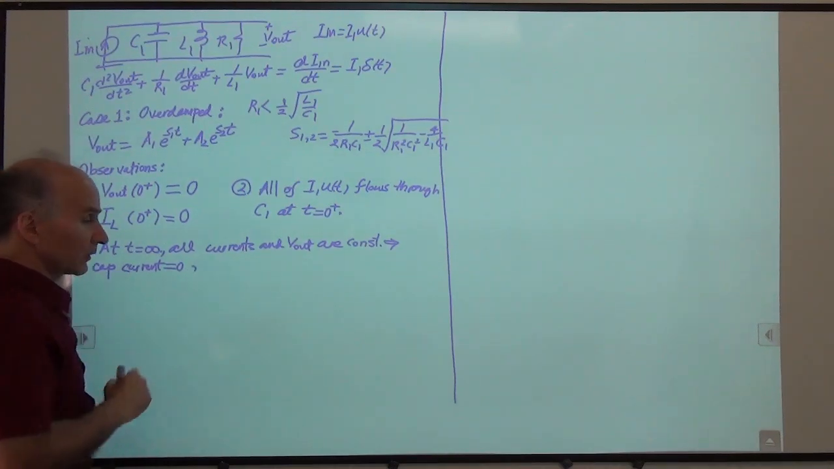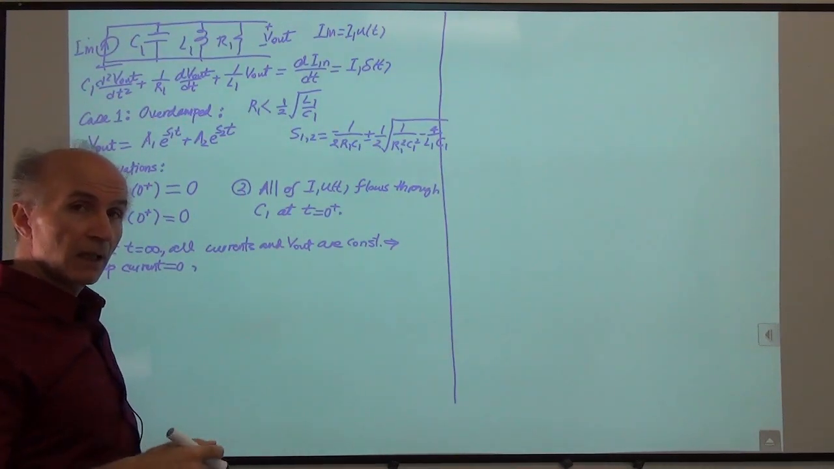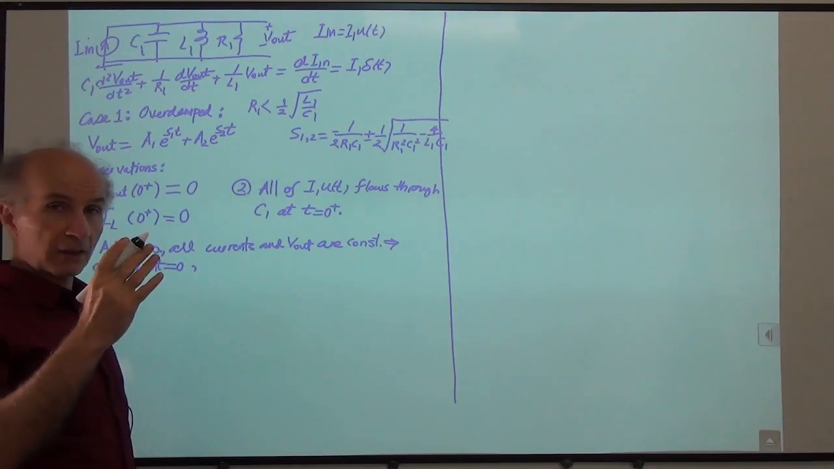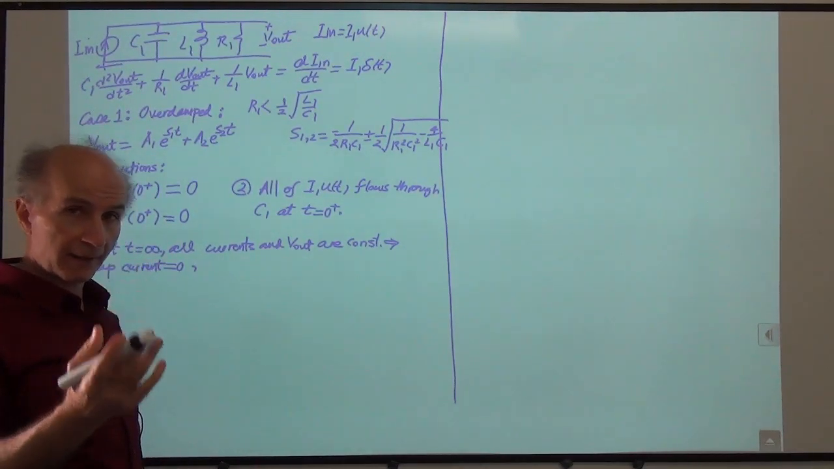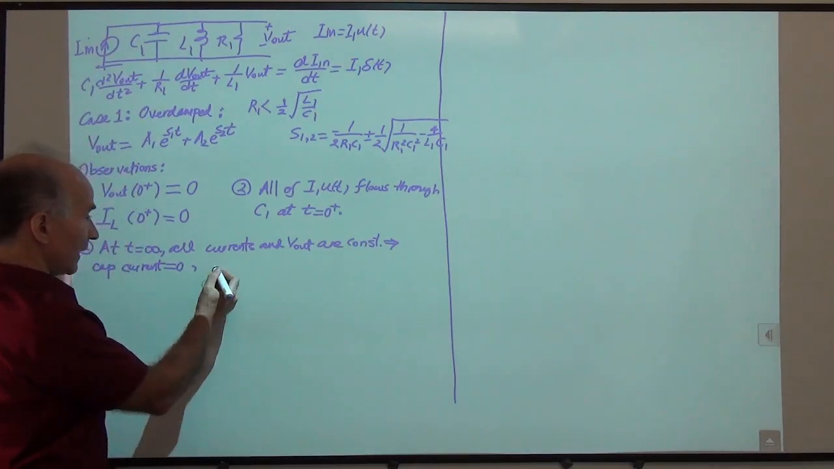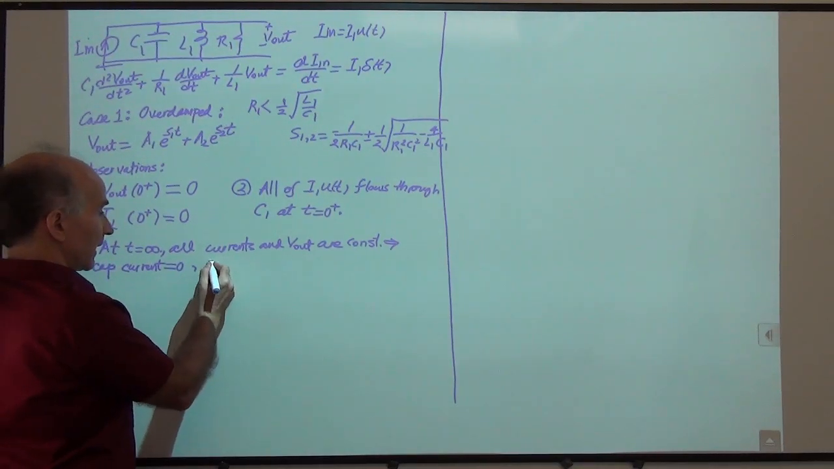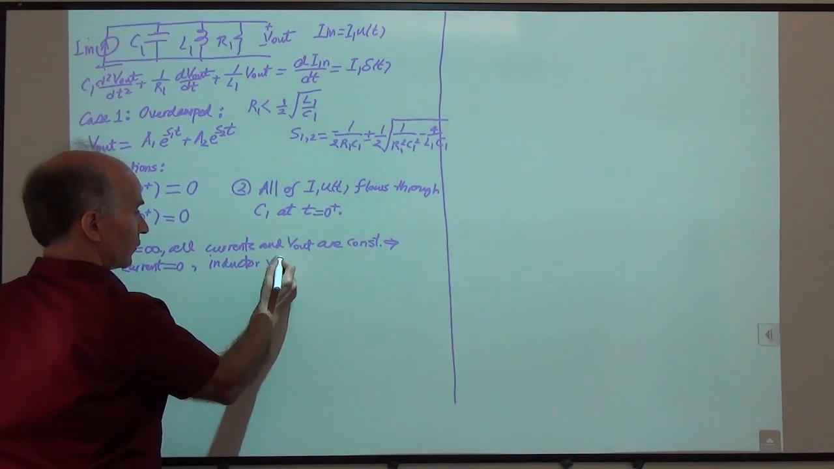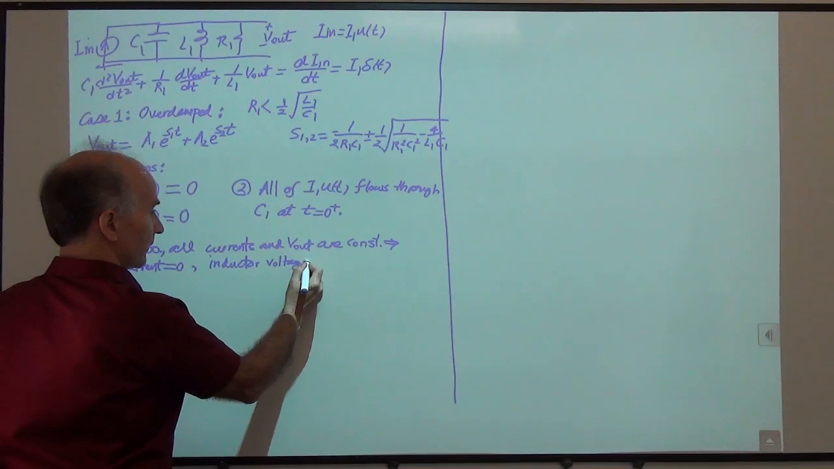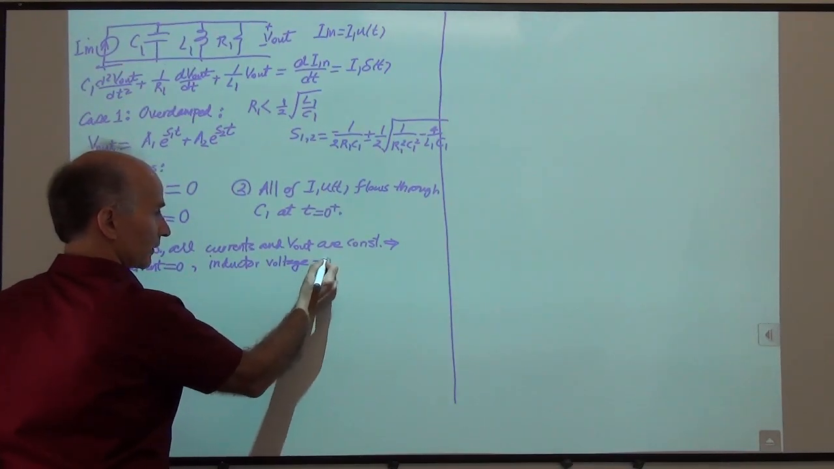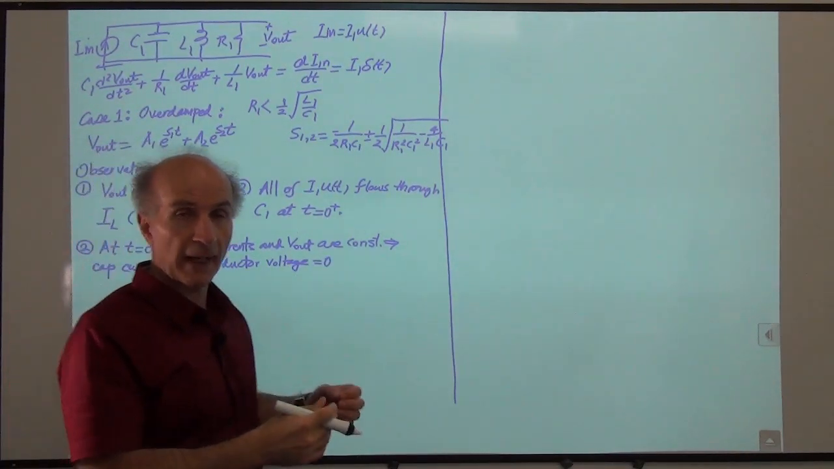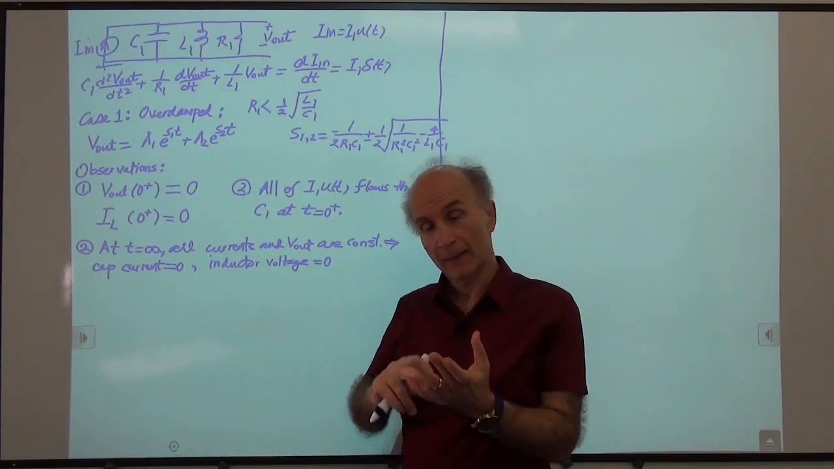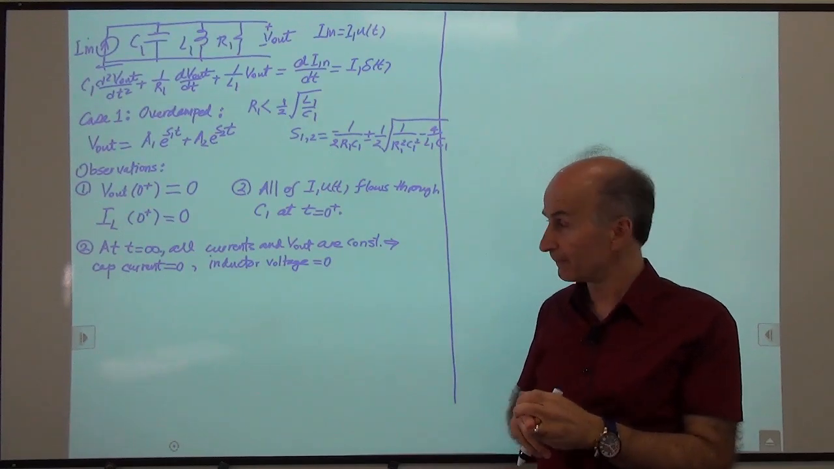Okay, how about the inductor? At time infinity, the current through the inductor is constant. So the voltage across the inductor is 0. So that inductor acts as a short circuit. So we say inductor voltage is 0. Right? We've seen this in the past, that when nothing is changing, the capacitor acts as an open circuit and the inductor as a short circuit.